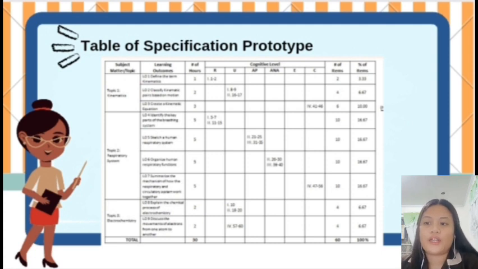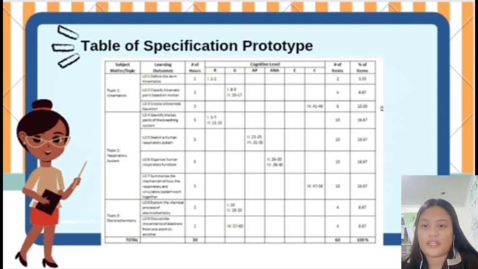Okay, so in order to get its percentage of the items, we are going to divide the number of items sa total ng items. And we will multiply it by 100. Again, para makuha po yung percentage, si number of items is i-divide natin sa total of items. Then, i-multiply natin siya sa 100.